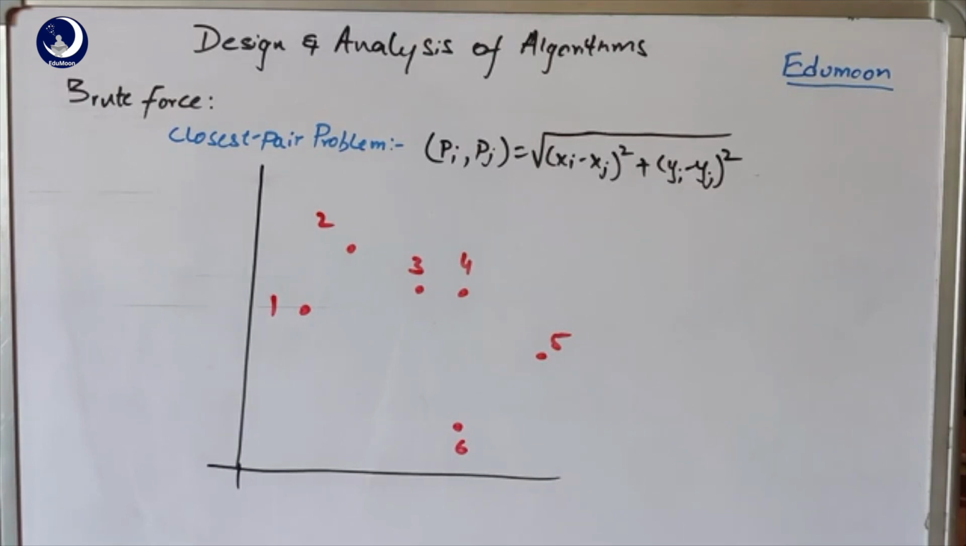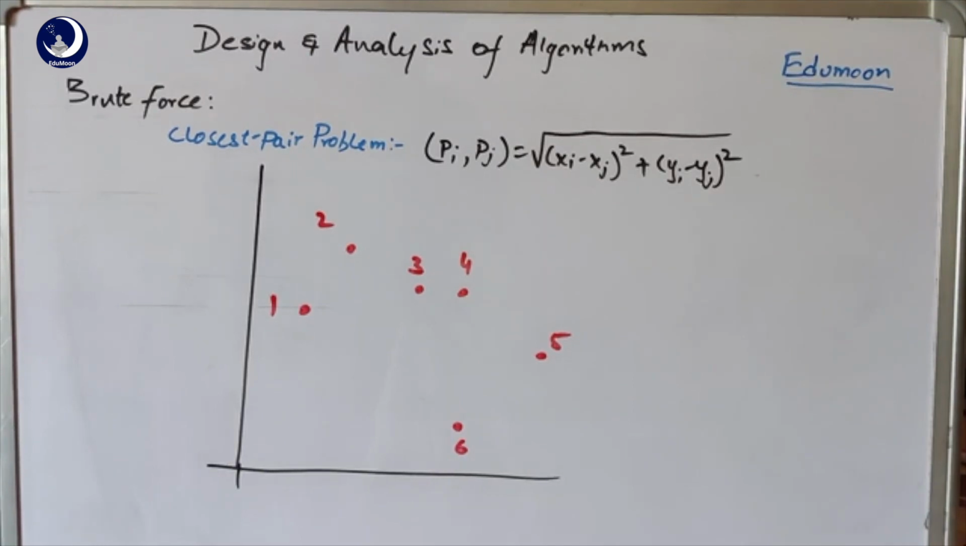If we substitute i and j values as 1 and 2, the distance between p1 and p2 will be the square root of (x1 minus x2) whole square plus (y2 minus y1) whole square. We already know that formula. Now, in the brute force technique, since brute force is a straightforward approach, we don't follow any special logic here.